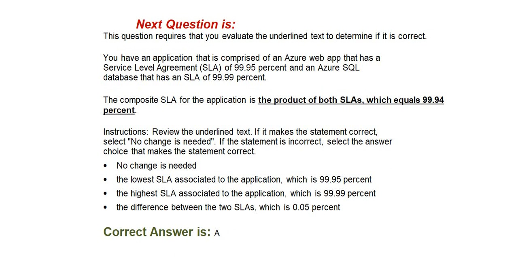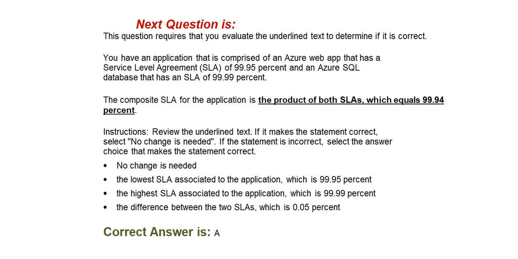Next question is, this question requires that you evaluate the underlying text to determine if it is correct. You have an application that is comprised of an Azure web app that has a service level agreement, SLA, of 99.95% and an Azure SQL database that has an SLA of 99.99%. The composite SLA for the application is the product of both SLAs, which equals 99.94%.